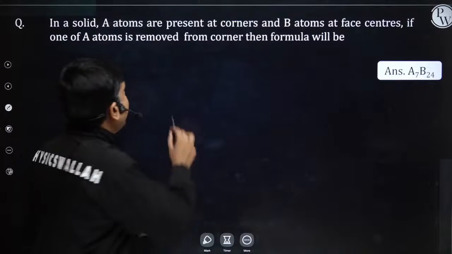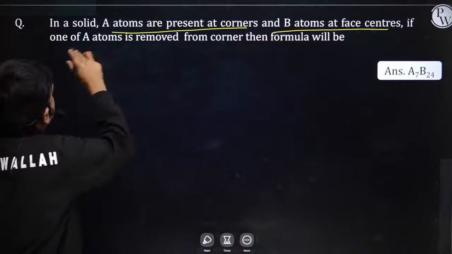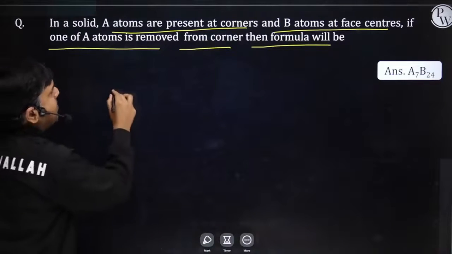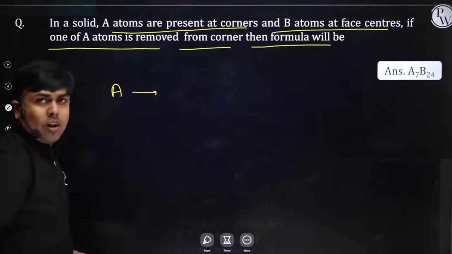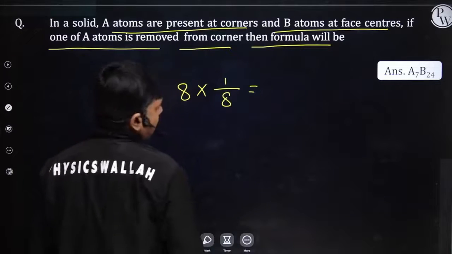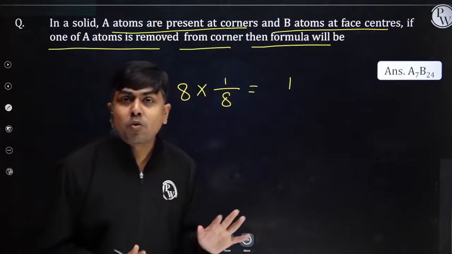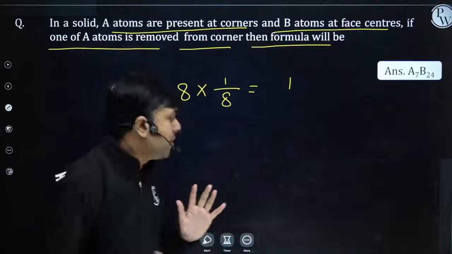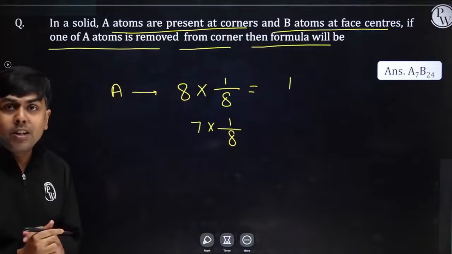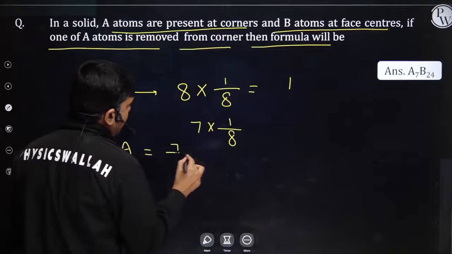In a solid, A atoms are present at corners and B at face center. If one of the A atoms is removed from the corner, then the formula will be? Okay. A atoms are present at corners. How many corners? 8. Effective contribution 1 by 8. So initial number is 1. Now one of the corner atoms is removed. So how many corner atoms are remaining now? 7 only. And each corner is having a contribution of 1 by 8. So Z effective for A is going to be 7 by 8.